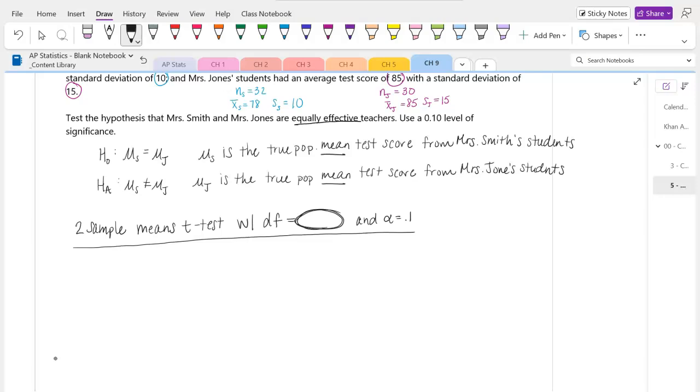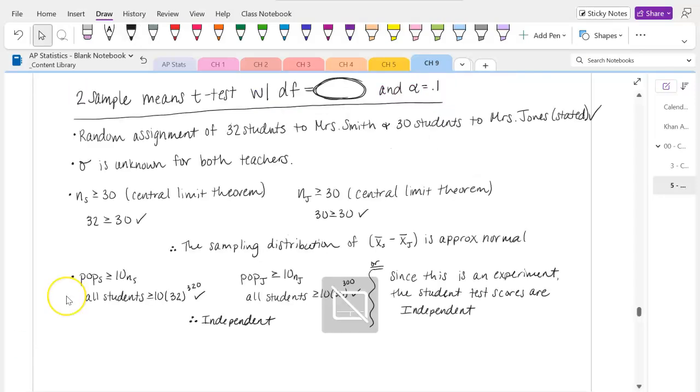After that, you're going to go through random. Your standard deviation is unknown for both teachers, so you're writing down the population standard deviation. Standard sampling distribution is approximately normal, and then independence. Please make sure that you have paused this recording to go ahead and check everything that you have written for the 2-sample means conditions for the t-test.